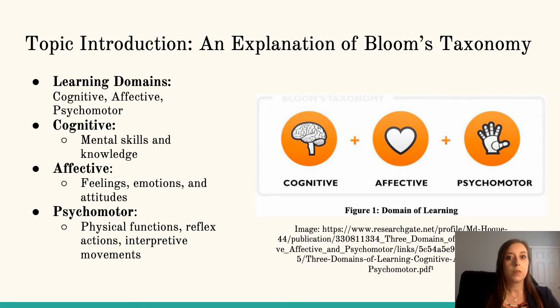So an example with that would be we typically marry someone for what's on the inside, their values and characteristics, not necessarily what they look like on the outside, because we know that fades. So that's the affective domain.